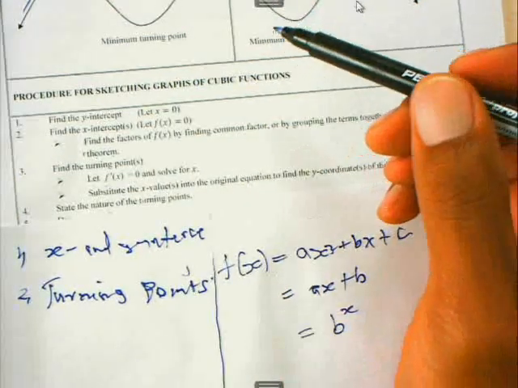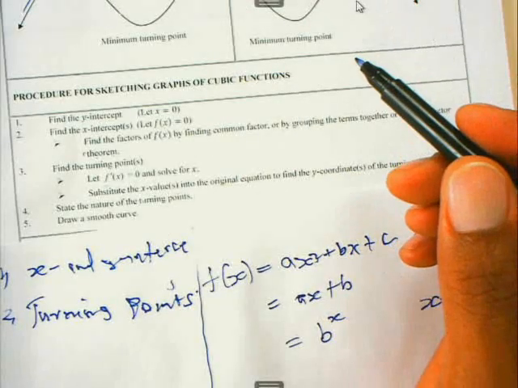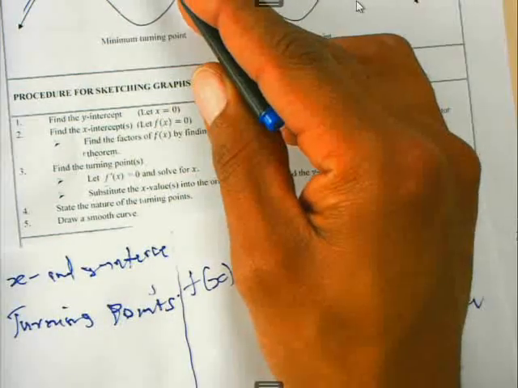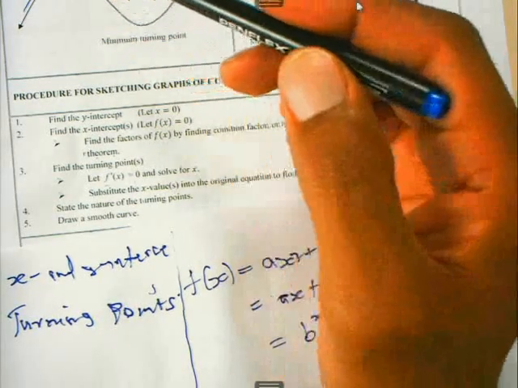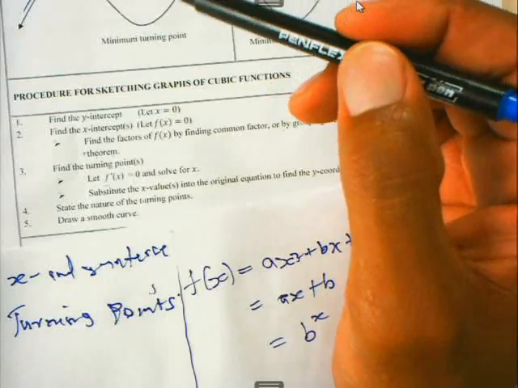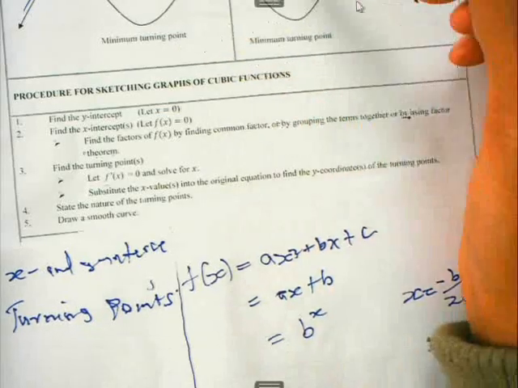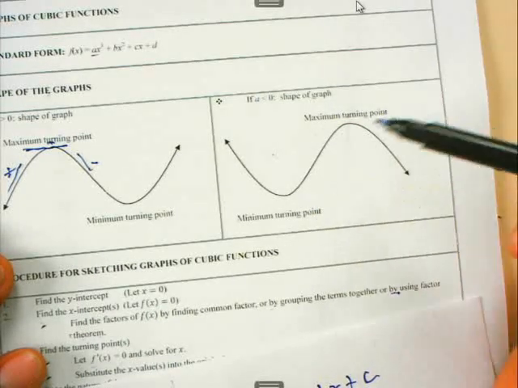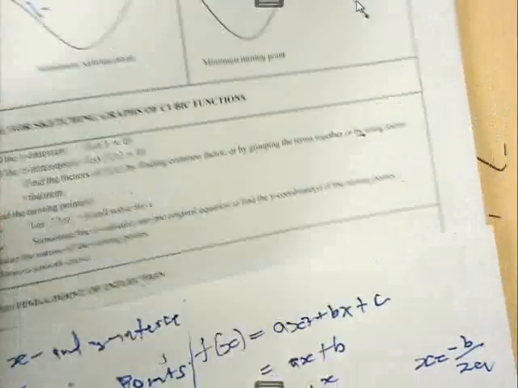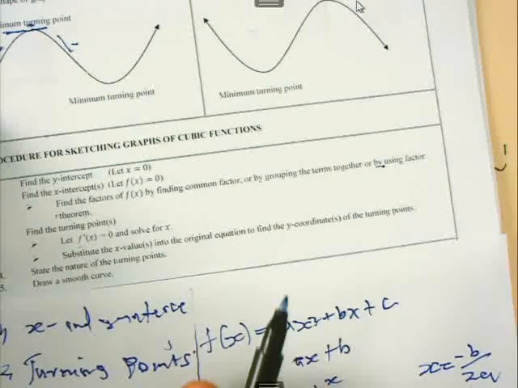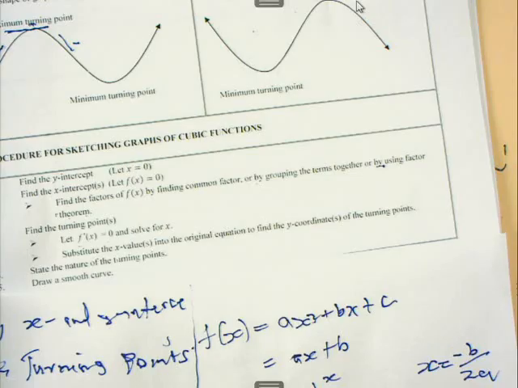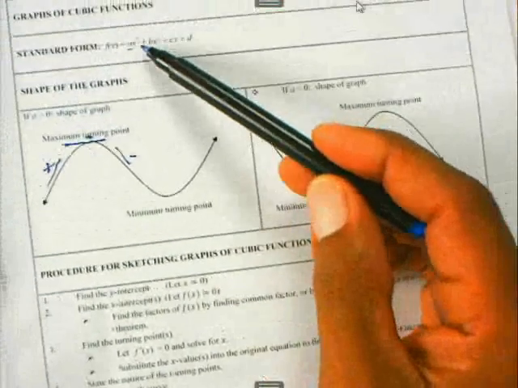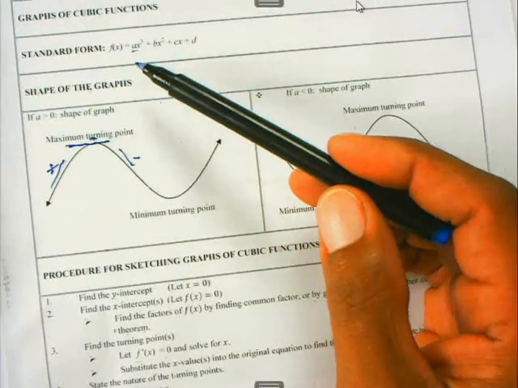And then from here, you can also state the nature of the turning point. Is it the maximum turning point or the minimum turning point? Of course, you'll remember if the value of a is greater than 0, we'll have the maximum turning point first and then the minimum turning point thereafter. But if a is less than 0, you'll have the minimum turning point, and thereafter you have the maximum turning point. Before you determine the nature of the turning points, just look at the coefficient of x cubed. Is it positive or negative?